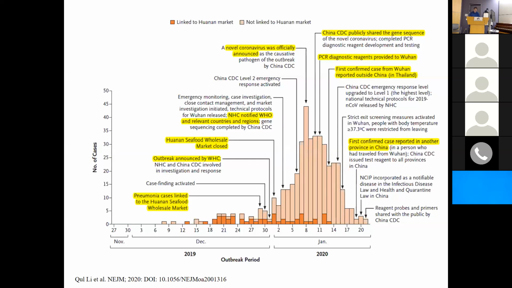The first confirmed case from Wuhan reported outside of China was only a few days later, in Thailand on January the 12th, and it was January 19th when the first case outside of Wuhan on mainland China was identified. In the beginning, as you can see here, 55% of cases were linked to the seafood market. After that, only 8.6% of cases were linked. In the meantime, we are presumably at 0% because the human-to-human transmission just evolved.